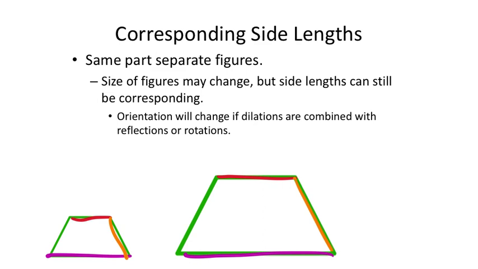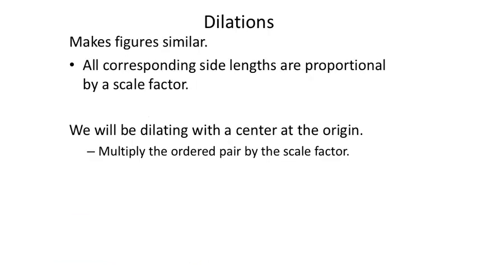So size of figures may change, just like we see here, but side lengths can still be corresponding, just like we've color-coded. Orientation will change if dilations are combined with reflections or rotations, which we may see. So you may see an enlargement of this one, but they may rotate it, or maybe they would reflect it down or something like that. So a dilation, again, is just what we saw in that last slide. We took a trapezoid and then we made it bigger. And so we had similar figures, not congruent figures.